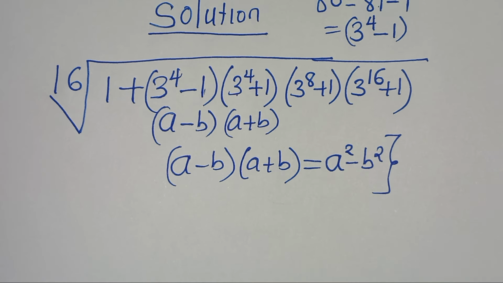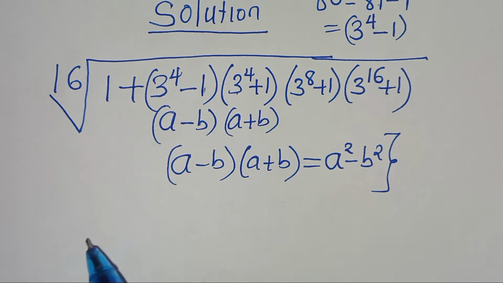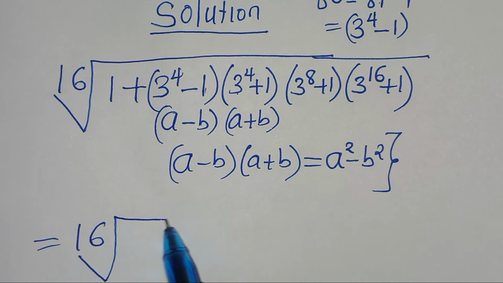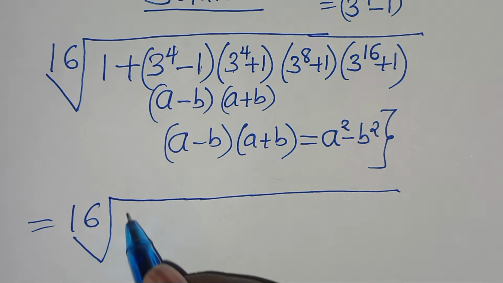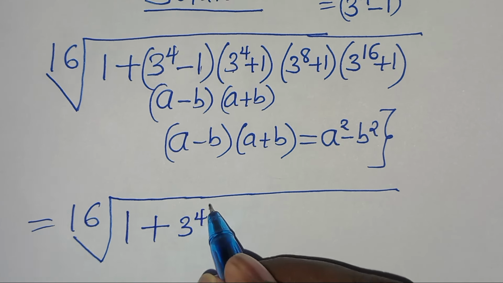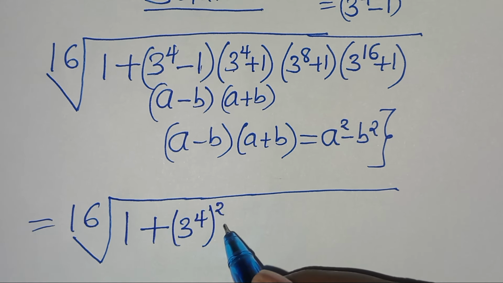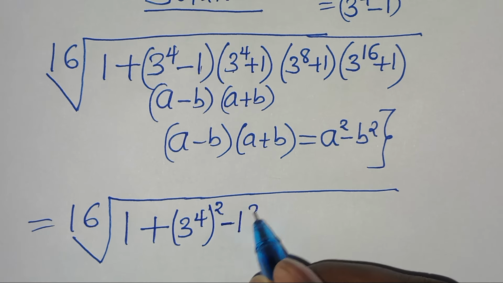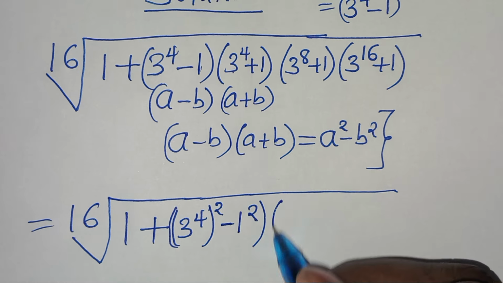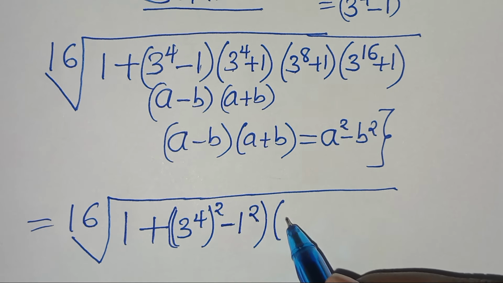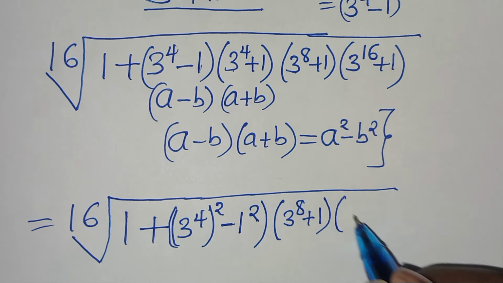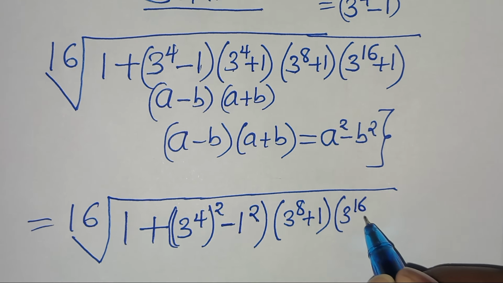Now, applying this property, we have the 16th root of 1 plus, now this is 3 to the power of 4 raised to the power of 2, then subtract 1 to the power of 2, close the parentheses, then we have 3 to the power of 8 plus 1 multiplied by 3 to the power of 16 plus 1.